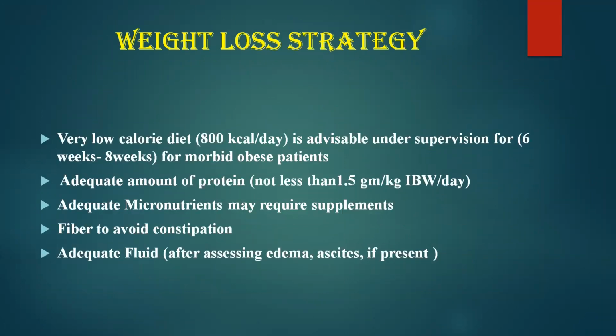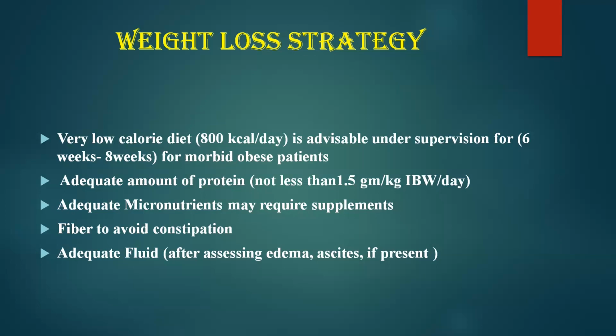Weight loss strategy in liver cirrhosis is a very low calorie diet, that is 800 kilocalorie per day, advisable under supervision for 6 to 8 weeks. Under supervision means if the person is coming to you with morbid obesity, then an 800 to 1000 kilocalorie diet can be prescribed, but with proper supervision so that the patient will not feel fatigue or dizziness or any other symptoms. So when you are prescribing for the patient, give your number or get connected with that type of patients.